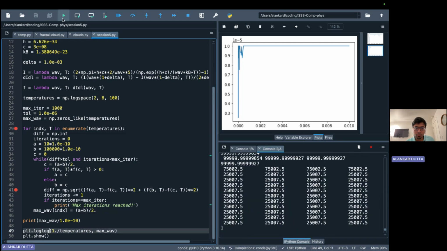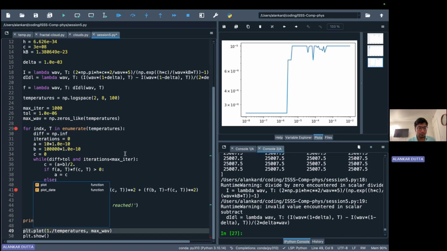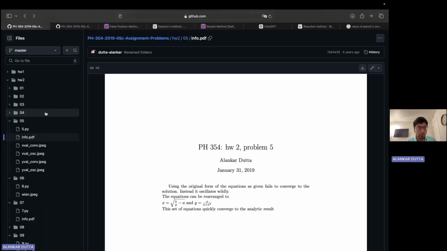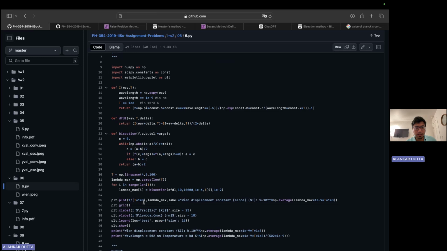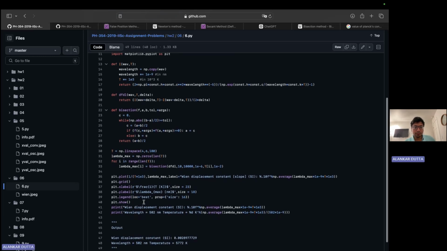So if it is a log plot, is it better? No. Let's check what I have done in the previous code. So this is 6. You see I'm using the bisection method. My function is this one. Yeah, 4 to 6.